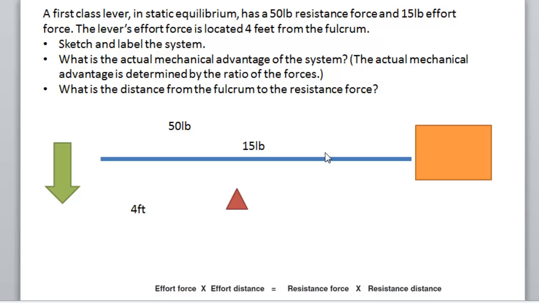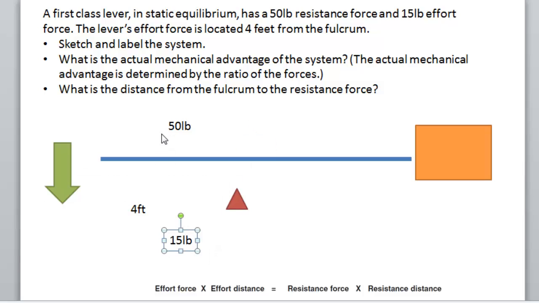So what I'd like to do now is just work through one of the practice problems you had. This is the first one. It says there's a first class lever in static equilibrium, and it has a 50-pound resistance force and a 15-pound effort force. The lever's effort force is located 4 feet from the fulcrum. So I'm supposed to sketch and label the system.